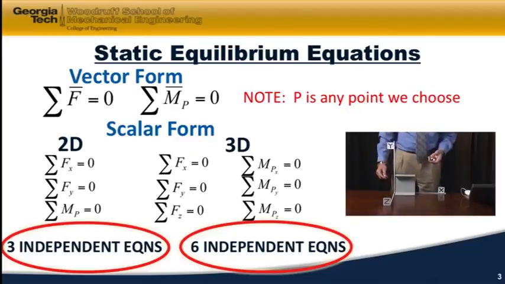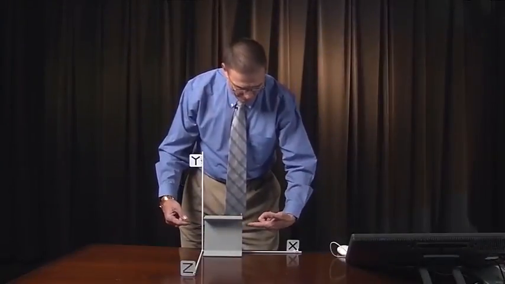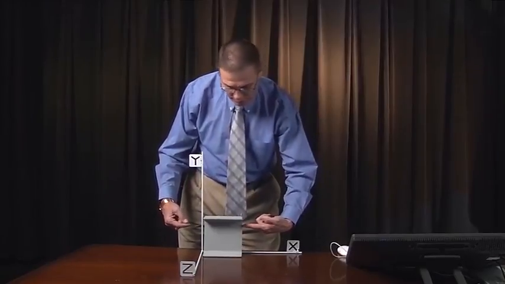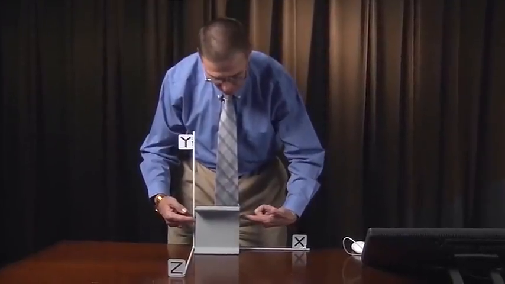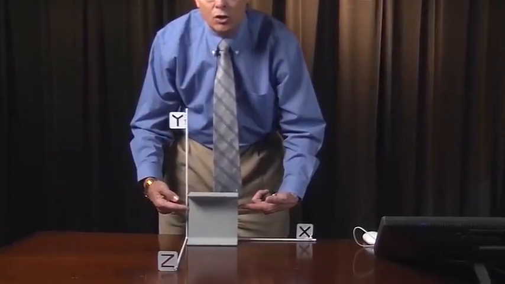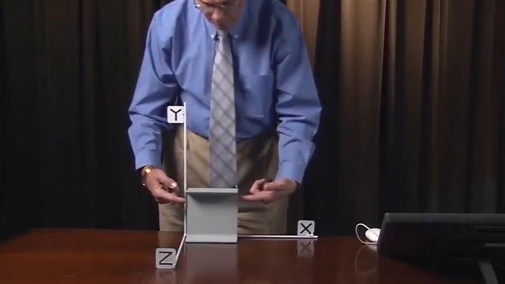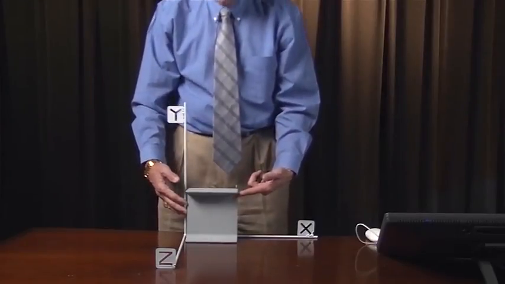Let's talk briefly now about the principle of transmissibility. If I have a force acting on a body, let's say it's a half a pound force that I'm pushing with my finger. That half a pound force, if I push over here, or if I pull with a half-pound force over here, the effect on the body is the same as long as we're talking about a rigid body. So as long as the force is along the same line of action and its magnitude is the same, then externally it doesn't matter for the rigid body whether it's a push or a pull. Now, internally it would matter for deformable bodies, but that's a future course.